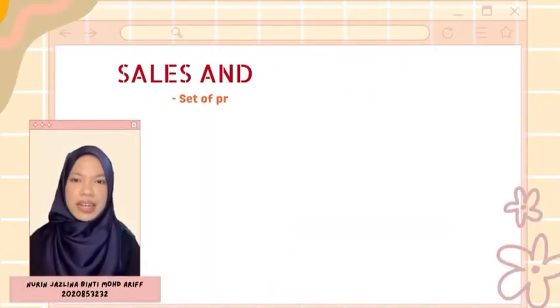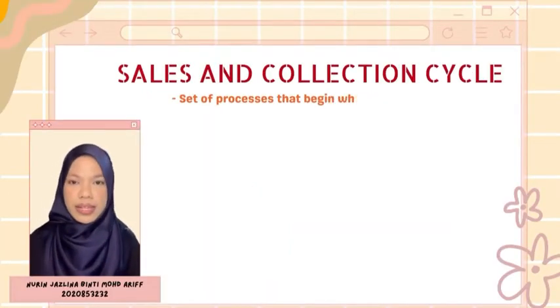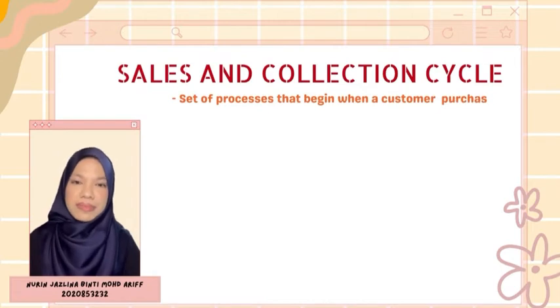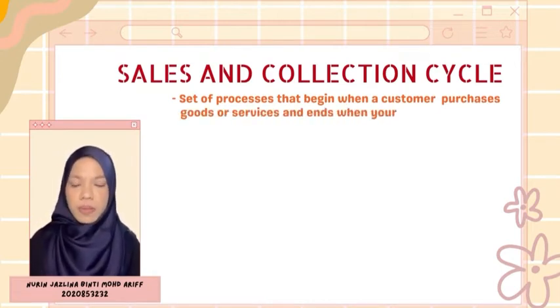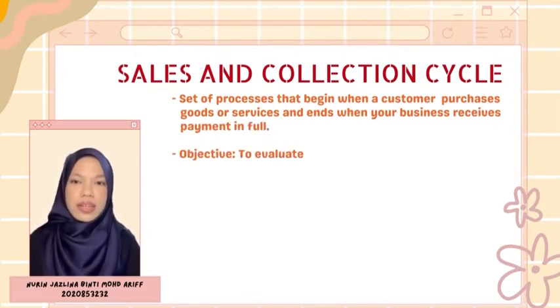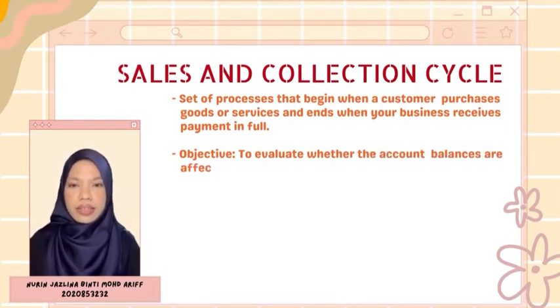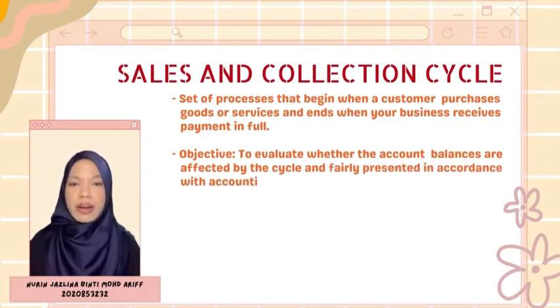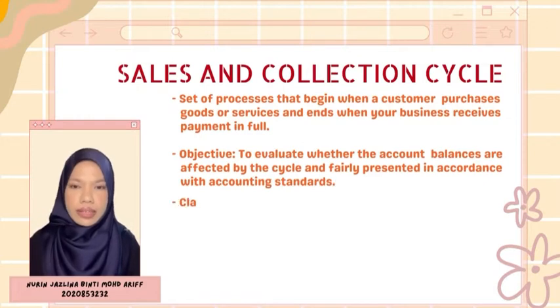Before we go further, firstly, we need to know what the sales and collection cycle is. Sales and collection cycle in a business refers to the set of processes that begin when a customer purchases goods or services and end when your business receives payment in full. The objective of sales and collection cycle is to evaluate whether the account balances affected by the cycle are fairly presented in accordance with accounting standards.